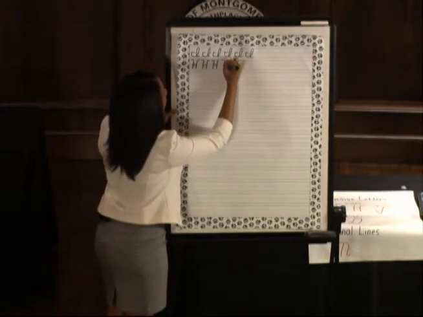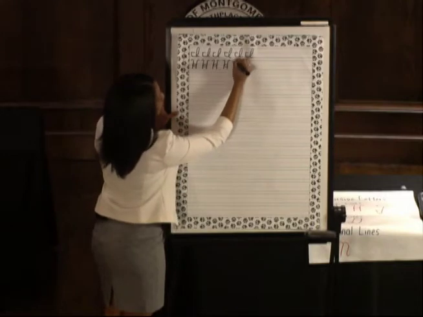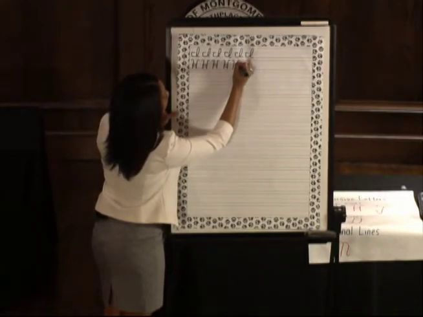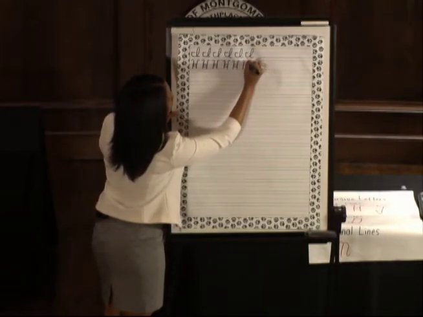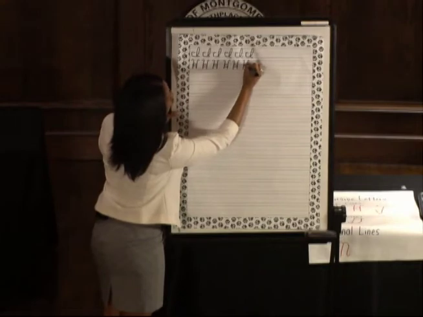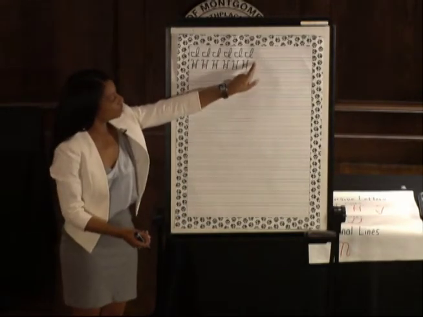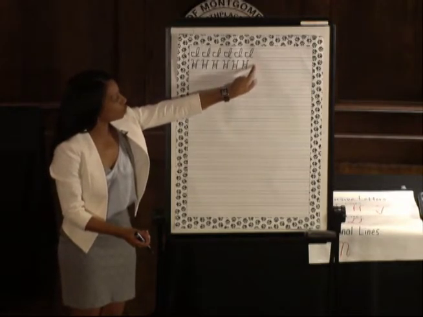Loop, down, curve. Loop, down, curve. Now you try it at home, and make sure you start at the top. You're going to have a loop, you're going to come down, loop down, and then you're going to have a curve.